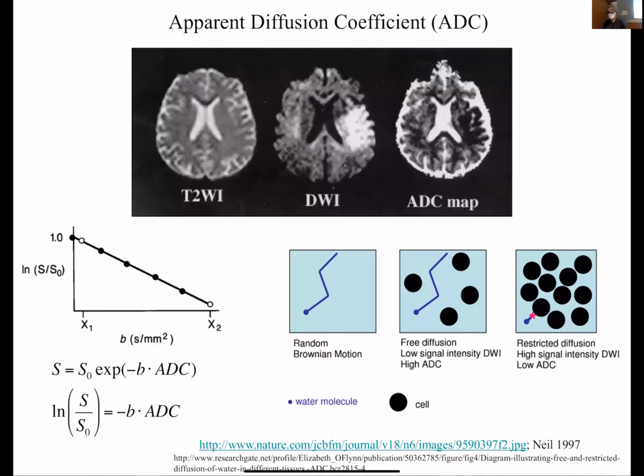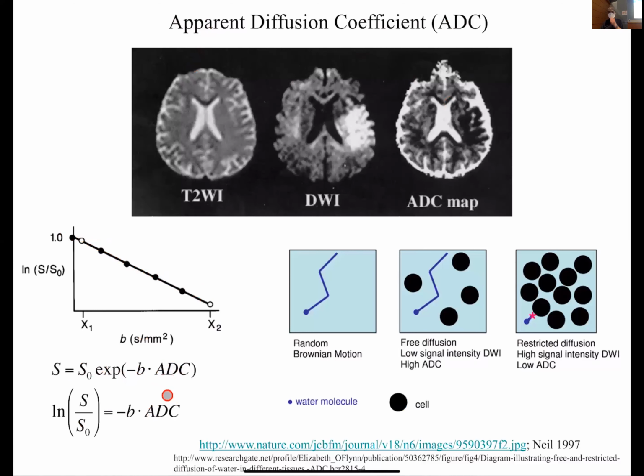The other thing I can do with B factor is, since we know that this is proportional to exponential minus B times the diffusion factor, and here ADC stands for apparent diffusion coefficient, I can also map my signal at different B values. And if I take the log of both sides, I should get a linear relationship. And so the slope of this line, as a function of B factor, is my apparent diffusion coefficient. So I can actually measure what the diffusion coefficient is.